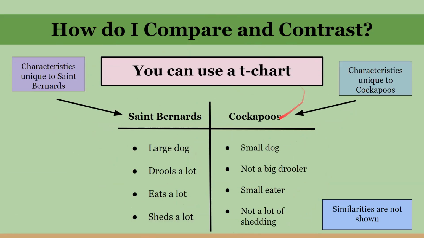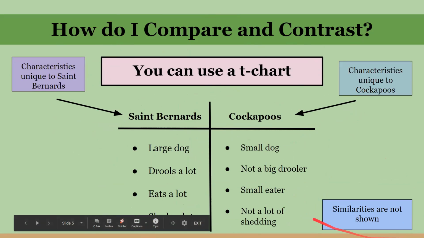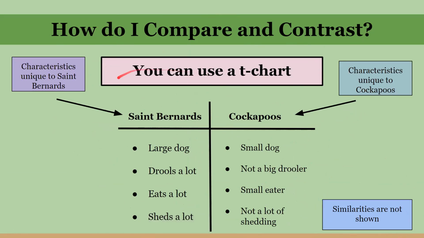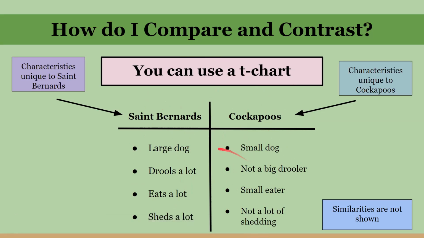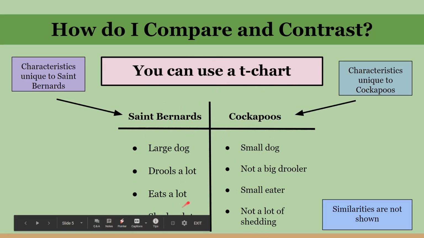How do I compare and contrast? So you could also use a T-chart if you don't like using the Venn diagram. But if you use a T-chart, it should be known that the similarities are not shown using this. You can only do the differences. So once again, you have your first subject, like the St. Bernards, and then your second subject, like the cockapoos. Here is the unique characteristics to the St. Bernards, and here is the unique characteristics to the cockapoos. So you can easily see the differences and how they line up.